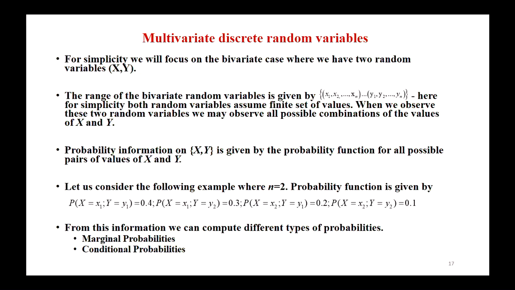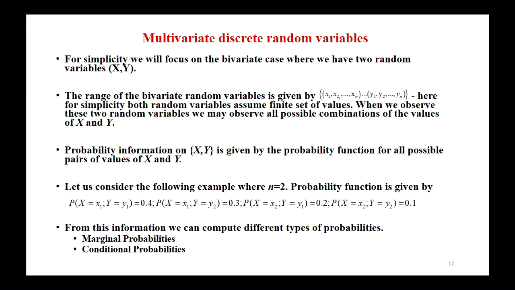We can have x equal to x1, y equal to y1. We can have x equal to x1, y equal to y2. We can have x equal to x2, y equal to y1. And we can have x equal to x2, y equal to y2. We attach a probability to each of them.